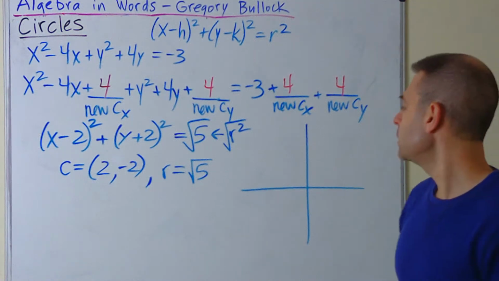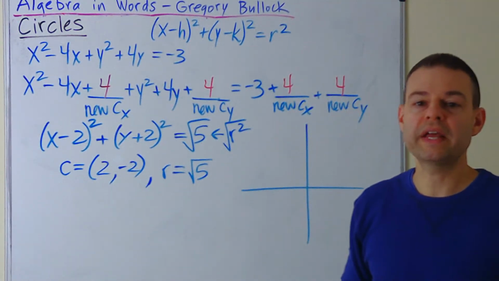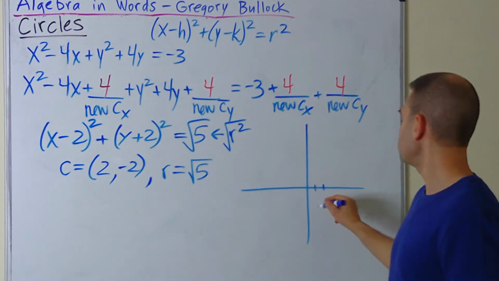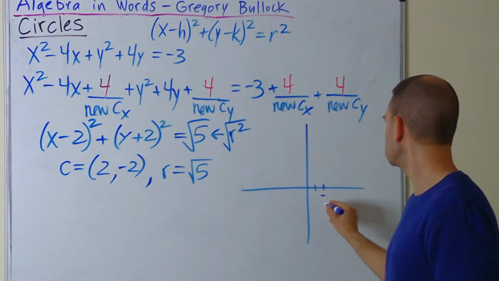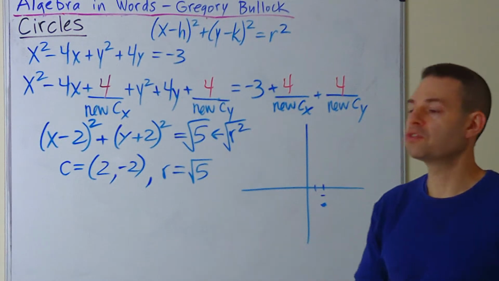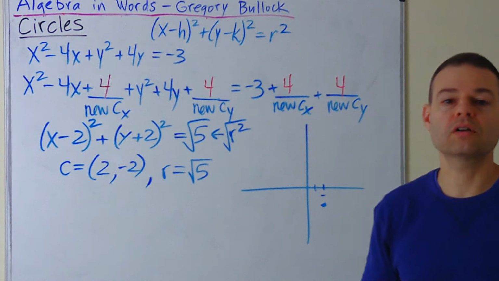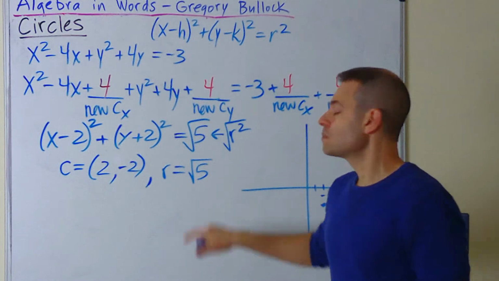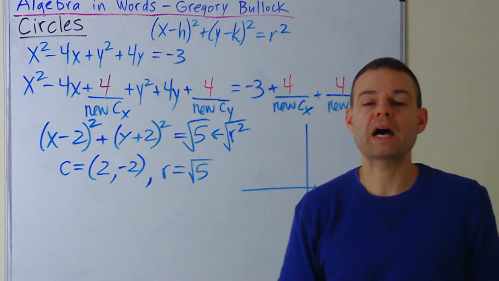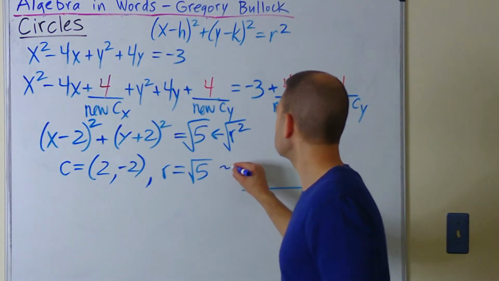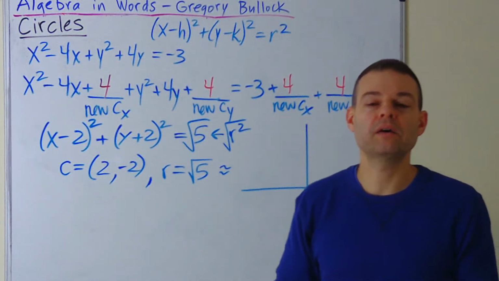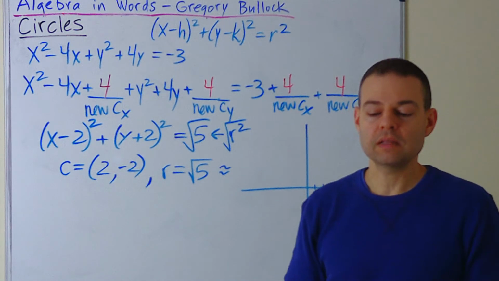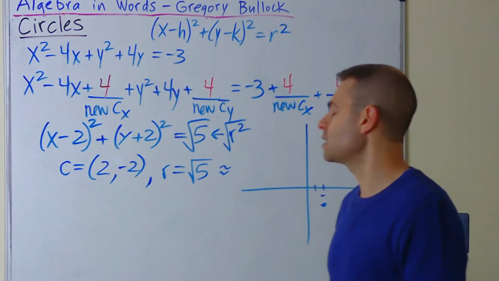Okay, we have the graph. We know the center is going to be 2, negative 2. So let's come over 2 and go down 2 and draw a dot. That's going to be our center. And now, since we have our radius of square root of 5, and if we estimate that, I don't know the exact number, but I know it's going to be a little bit more than 2, somewhere between square root of 4 and square root of 9. So let's call it 2.2.